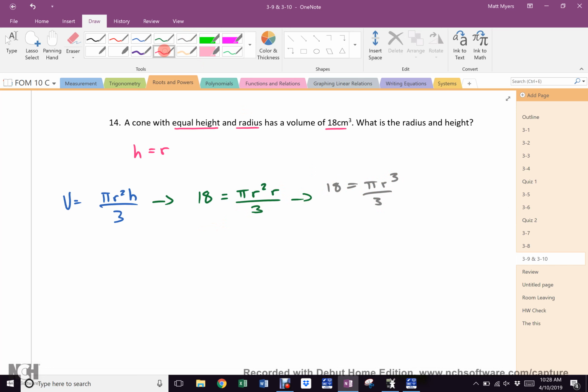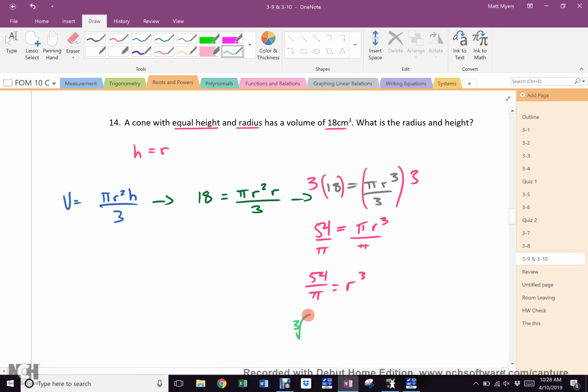How do I get rid of the 3? Multiply by 3. 54 equals pi r cubed. Now, in math class, how do I get rid of the pi? Divide by pi, divide by pi. 54 over pi equals r cubed. And my last step, how do I get rid of cube? Cube root.